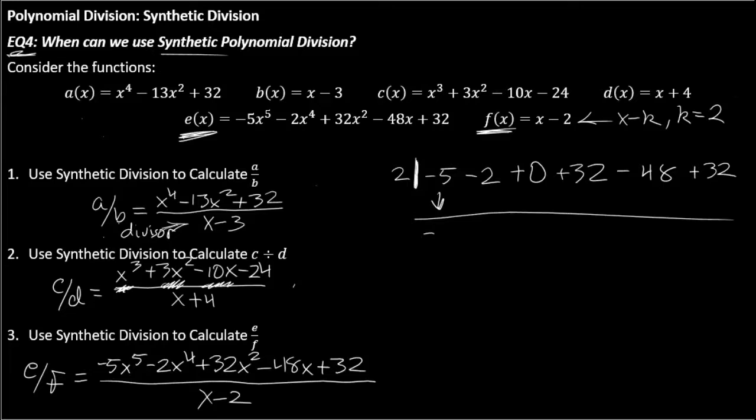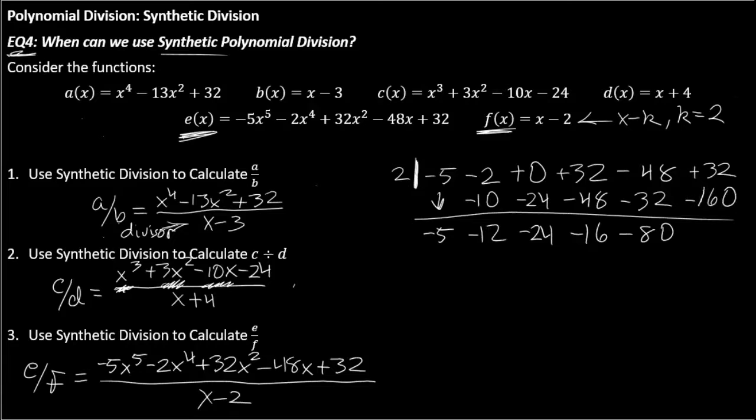Okay, so bring our first guy down, so minus 5, then we're going to multiply 2 times negative 5, negative 10, combine down, we get negative 12, combine down again, and we just keep on chugging along here, minus 24, multiply, we get minus 48, and we get minus 16, and we get minus 32, and we get minus 80, and we get minus 160, which is going to give me minus 128. So we have a whole bunch of negatives here.